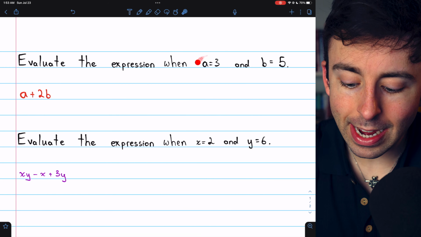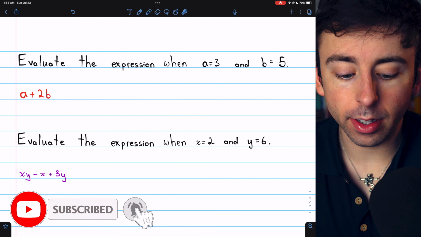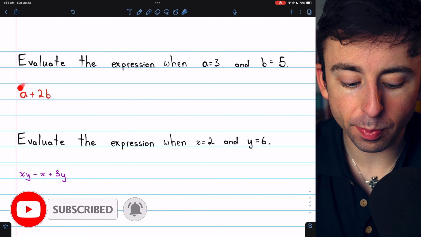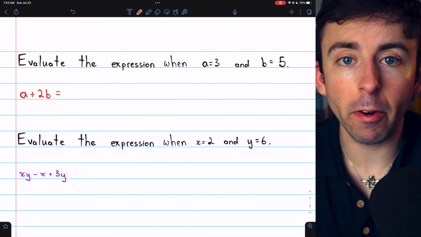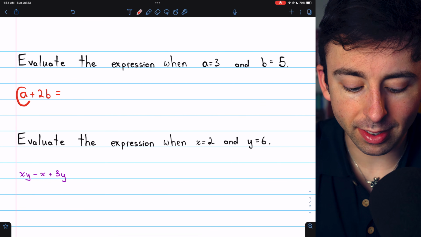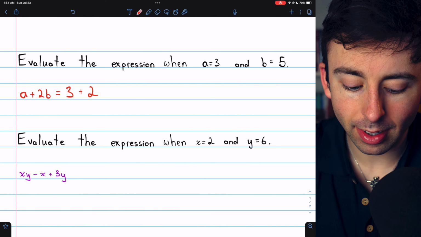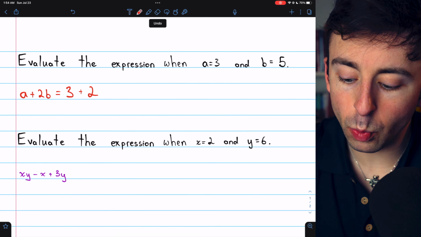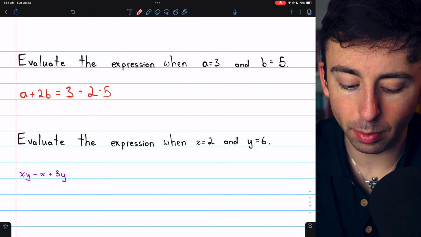Let's say a equals 3 and b equals 5. Then, to evaluate the variable expression a plus 2b, we simply replace the variables a and b with their known values. Instead of a, we have 3. And then we add to this 2b. But we know that b is 5, so 2b is 2 times 5.